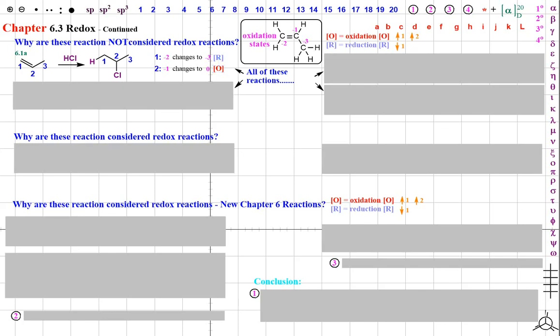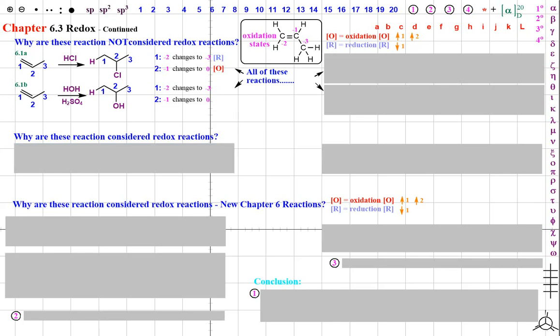In our next reaction, we added water to an alkene with a catalyst present, like sulfuric acid. The numbers are exactly the same as the previous example because an O is more electronegative than a carbon, as is a Cl. 3.0 for Cl, 3.5 for O. It's the same story over here. Let's copy the same story here.